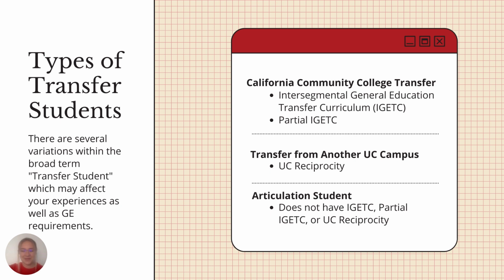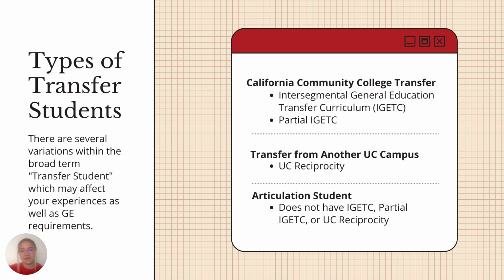If you transferred from a California community college, you may have completed the Intersegmental General Education Transfer Curriculum, otherwise known as IGETC. IGETC is a series of courses that transfer students attending California community colleges may complete to satisfy lower division GE requirements across the UC campuses. If you started IGETC but did not complete all of the requirements, you may qualify for partial IGETC. For partial IGETC status, you may be deficient no more than 2 requirements before transferring to UC San Diego.